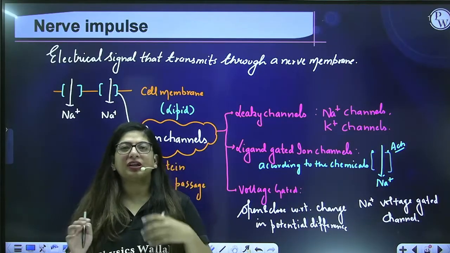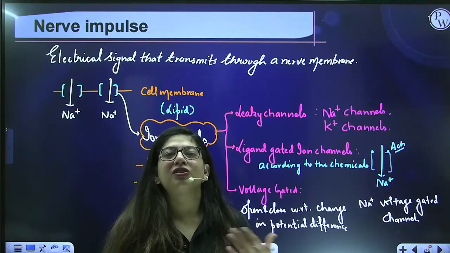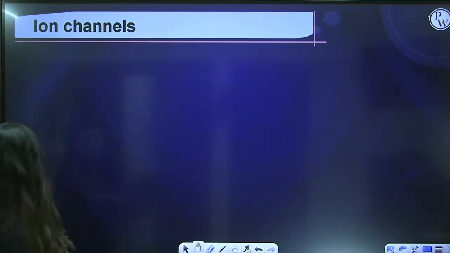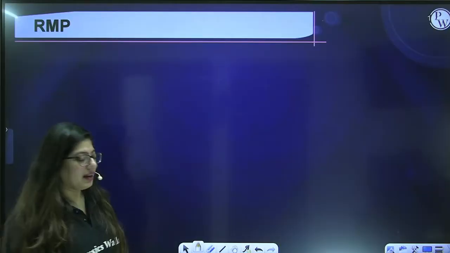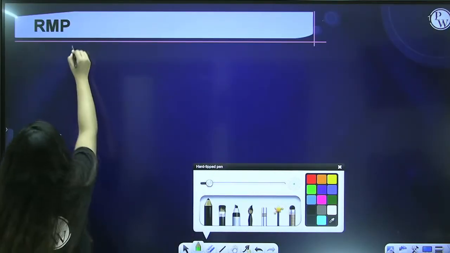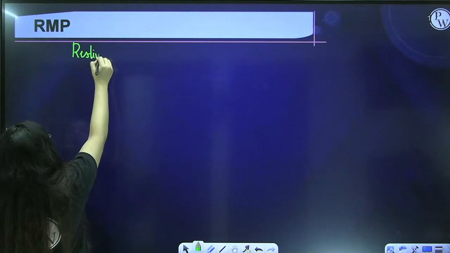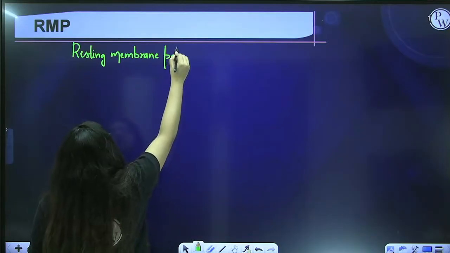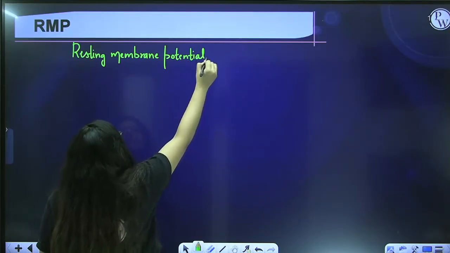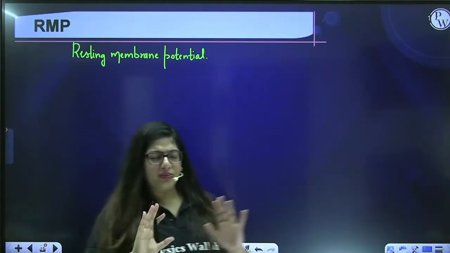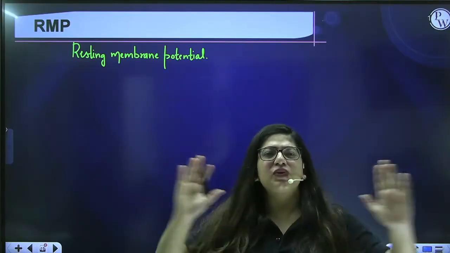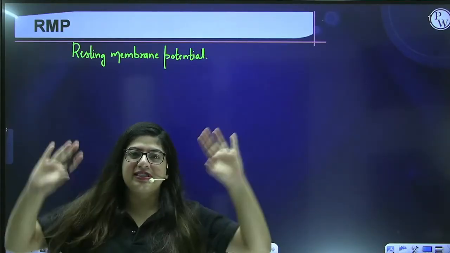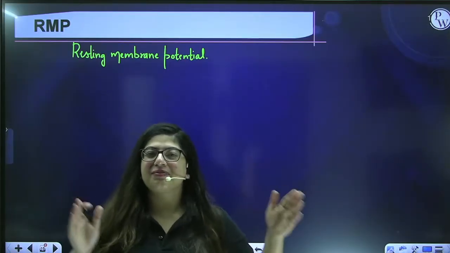Now this is about the theory. Now how does the generation of impulse actually take place? For that you need to understand one very important topic, that is RMP. What is RMP? Resting membrane potential. Whenever our neuron is resting, no stimulus has arisen, and it is not generating any impulse, at that time the situation in which the neuron is sitting silently doing nothing is known as resting membrane potential.